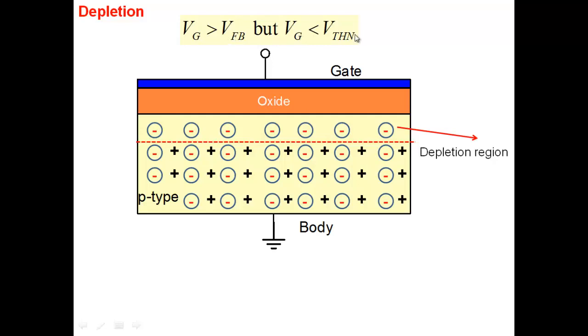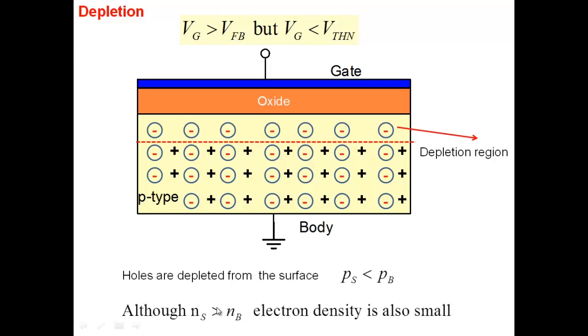We said threshold voltage is the point beyond which, if you make Vg larger than threshold voltage, you start getting a strong inversion layer. So in this range, Vg larger than V flat band and Vg less than threshold voltage, there is a range where the surface and the region close to it is depleted of carriers, depleted of holes, and electrons are also very small. Okay, so we call this a depletion region. Holes are depleted from the surface, and although the electron density at the surface is larger than the electron density in the bulk, the electron density is also small.